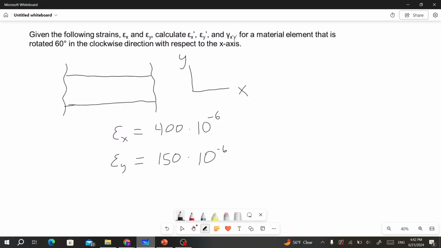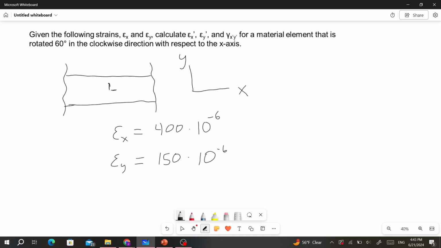In this problem, we are going to find a strain transformation. We have a chunk of material, and we put strain gauges on this material, shown in the image at the top left. A strain gauge is a sensor that measures how much strain you have in a particular direction. Let's say we have a strain gauge oriented in the x direction and a strain gauge oriented in the y direction.